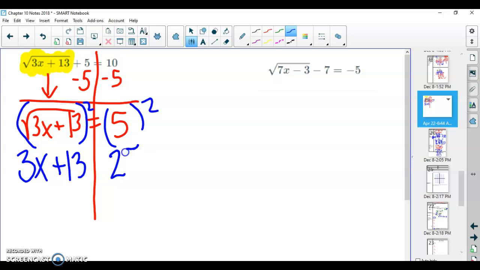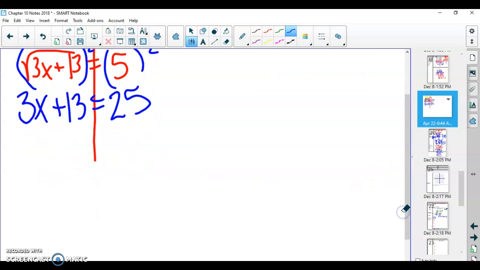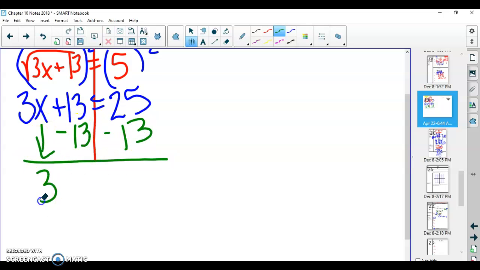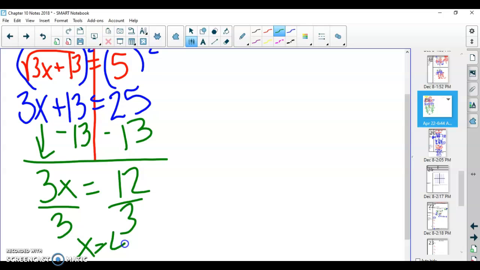And that equals 25. Now, it's been a while since you've solved an equation like this, but hopefully you get to these and you're like, oh, dude, I know what to do now. What do you undo first? Yep, I'm going to minus 13 from both sides. I get 3x equals 12. How do I undo the 3? Yep. Divided by 3, so x equals 4.